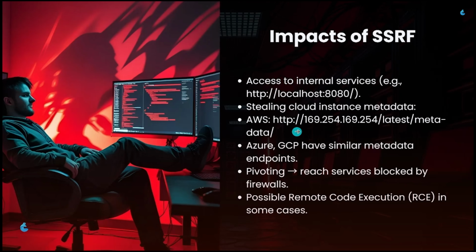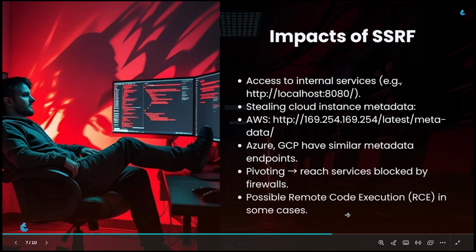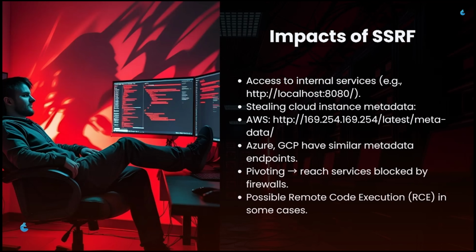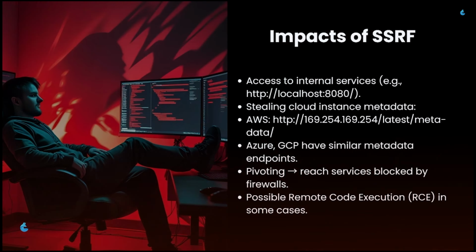Then we have network pivoting, where attackers can map and interact with services behind firewalls by chaining multiple SSRF requests. Then we have remote code execution, where some services behind SSRF endpoints accept payloads that can trigger code execution, for example misconfigured APIs or deserialization endpoints. This is why SSRF is not just a bug bounty favorite, but also a high-severity vulnerability in enterprise environments.